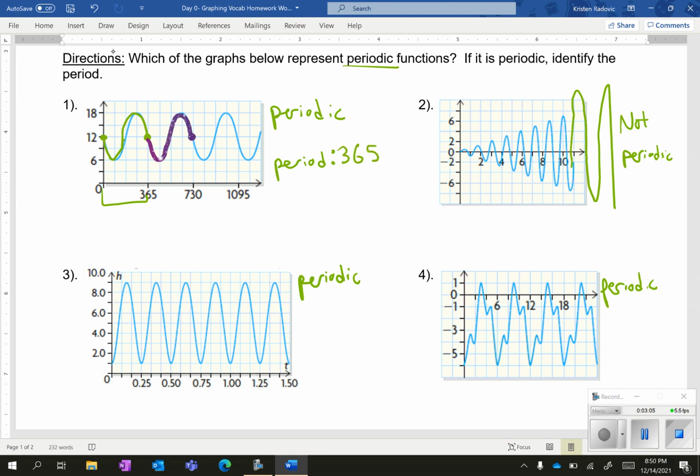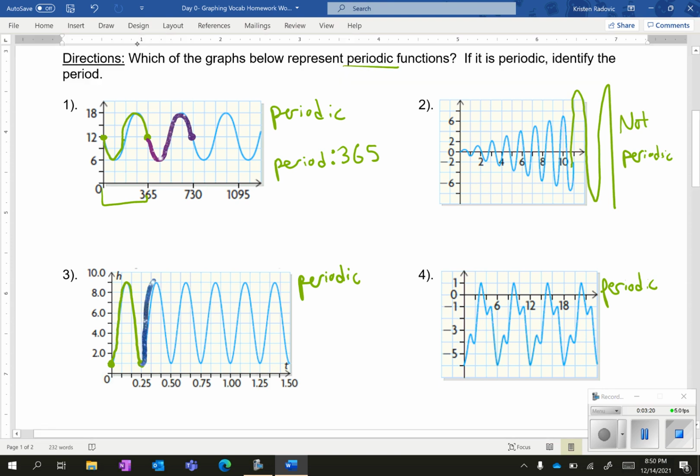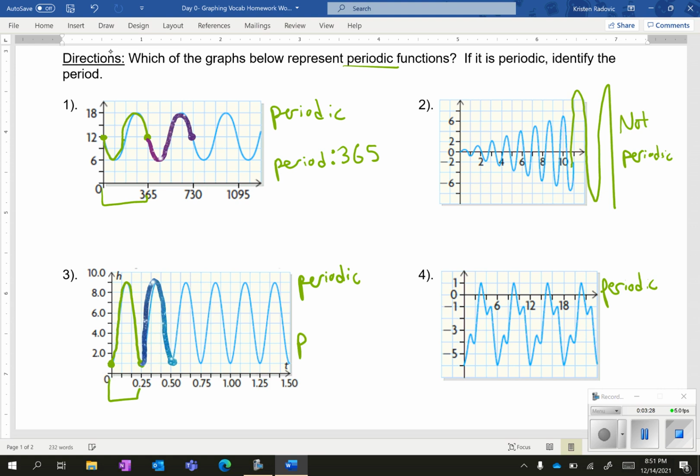Now, if you're starting at the bottom and you're going all the way up, you come back down, you get back to where you started. Take a look at what the next step is going to be. You're going to start repeating yourself. And you're going to go and trace over your steps all over again. So that means our first period was from 0 to 0.25.